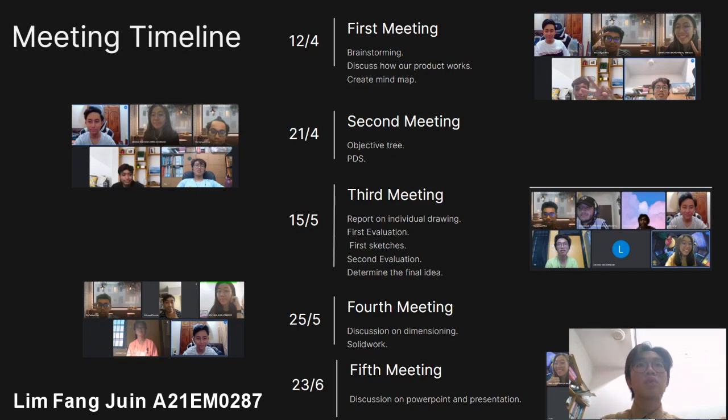Our first ever meeting was on 12th of April, where we brainstormed for ideas. On 21st of April, we discussed our objective trees and our PDS. For the third meeting, each of the team members took turns to present their individual drawings, and evaluation and final ideas were made after the meeting.